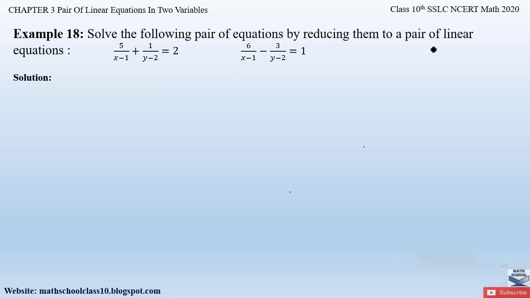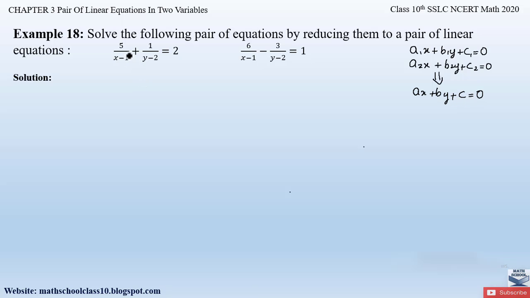So first let me write down the general pair of linear equations, which is given by a1x plus b1y plus c1 equal to 0 and a2x plus b2y plus c2 equal to 0. Right? So these are the pair of linear equations written in general form, or they can be written as ax plus by plus c equal to 0. So this is the standard form in which we can represent a linear equation. So let us try to reduce these two equations to the general form of a linear equation.